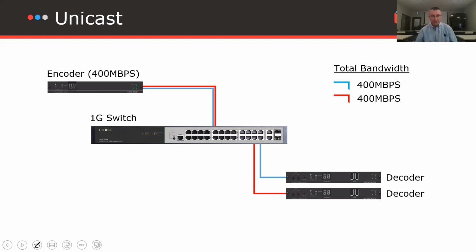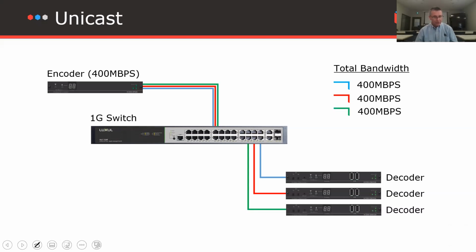You can kind of see where this is going. I add that third decoder. The encoder says, well, here's your stream, but now I'm trying to send 1.2 gig into a 1 gig switch. Now I've put an X down there, but what typically happens is the system will do its best to try and feed video, even though it's oversubscribed. But this is where you start to see dropped frames, loss of video, choppy video. You've created a problem. And you can see how this doesn't really work for our applications.